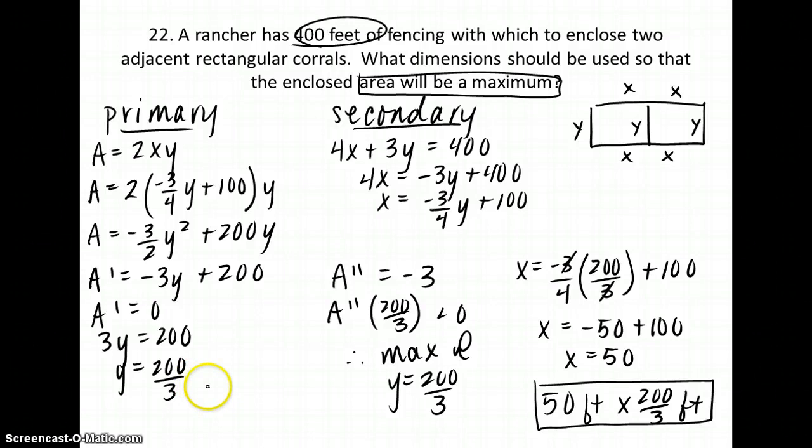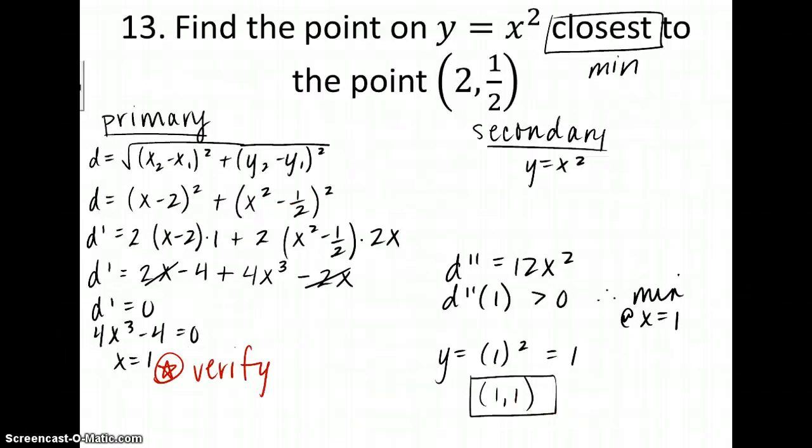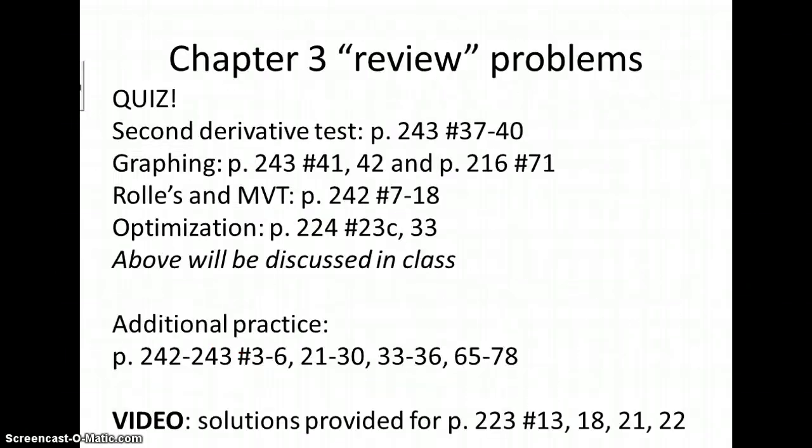Derivative, critical numbers. Verified the max or min, found the other dimension, or found the other value, and answered the question. Alright, so again, we will touch on each of these in class. In addition to this, you had homework assigned, and that was mean value and Rolle's theorem practice.